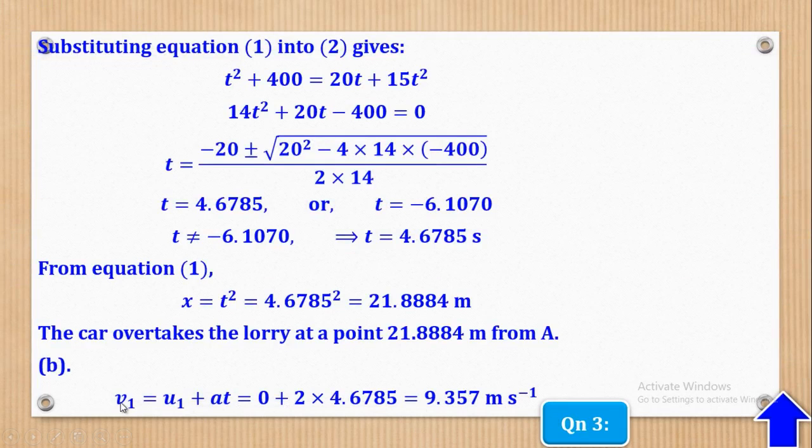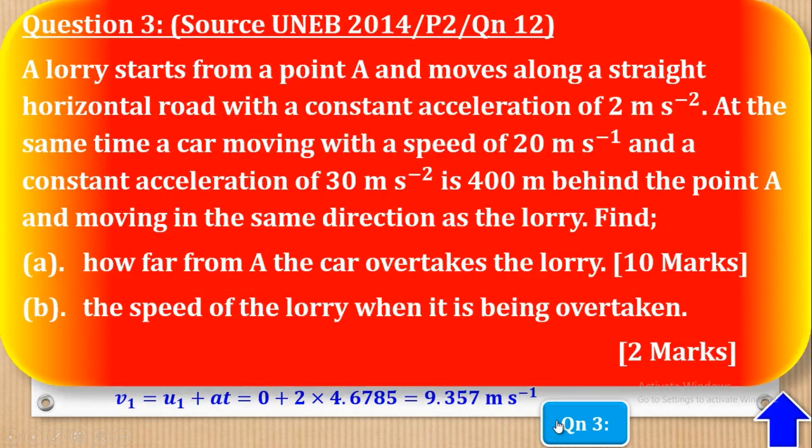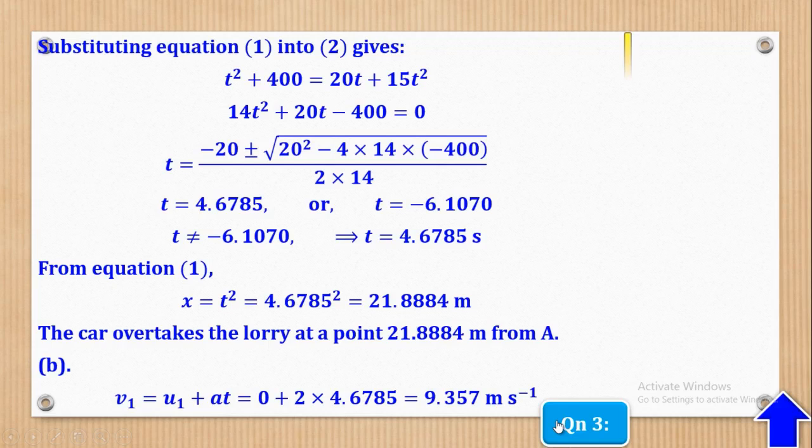So the speed of the lorry, V1, we shall use the first equation of motion, V equal to U plus AT. Now U1 is 0 initially, then A is 2, and T is what we have got as 4.6785. So when I substitute for all, I'll come up with my velocity at the point when it is being overtaken as 9.357 meters per second. So basically that is what they wanted in this question, and now let's see how the remaining marks can be awarded.